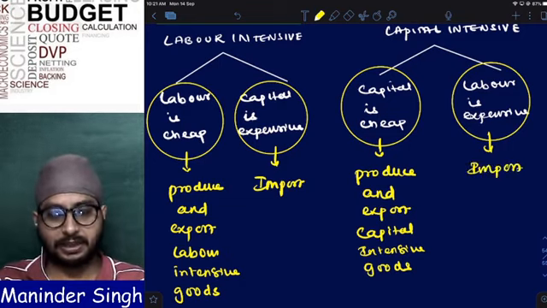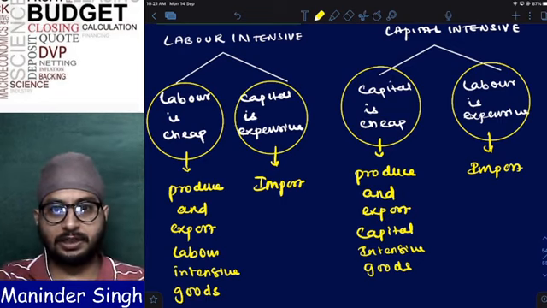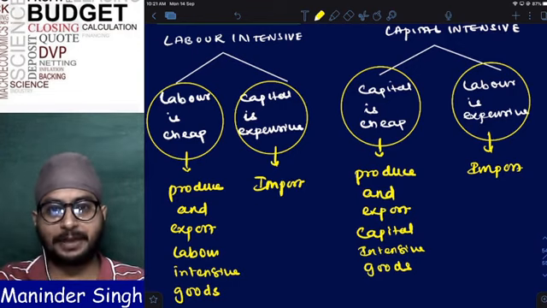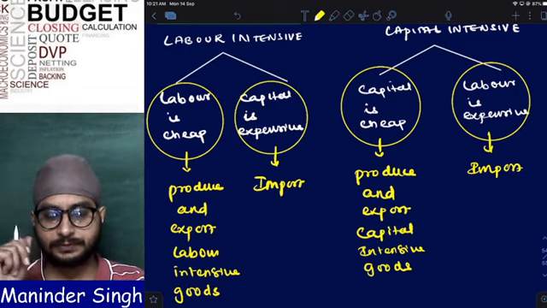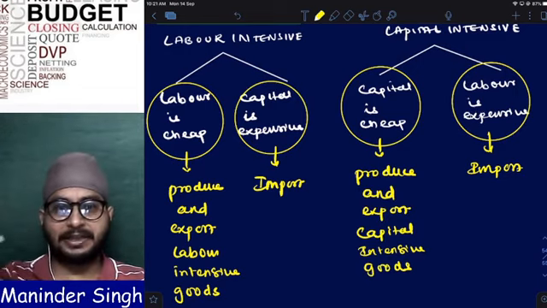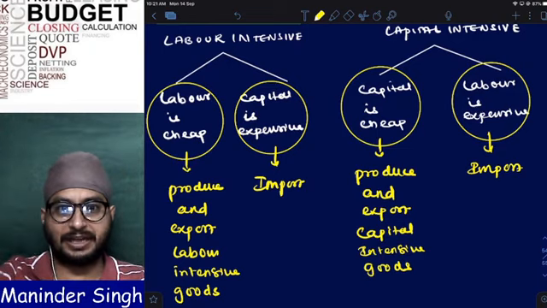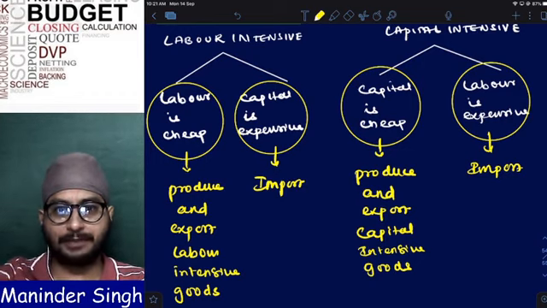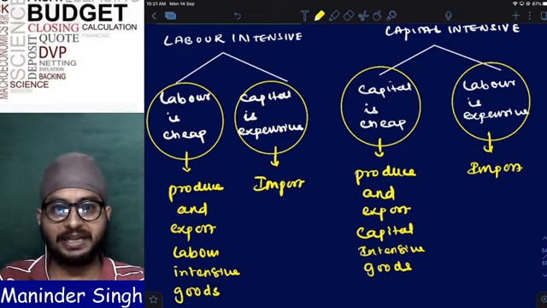So can I say like this? A country where labor is cheap should produce and export labor intensive goods. True or false? A country where labor is cheap should export and produce more of labor intensive goods. Correct or not? Yes or no? And should import capital intensive goods. Correct. Next. A country where capital intensive goods are cheap should focus more on that, produce more and export. True or false? But it should focus less on imports, and majorly imports should be labor intensive goods.